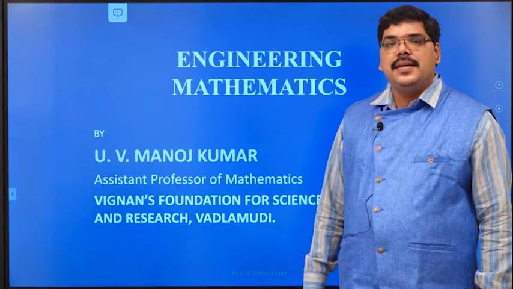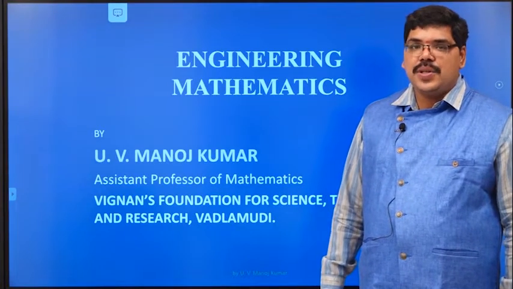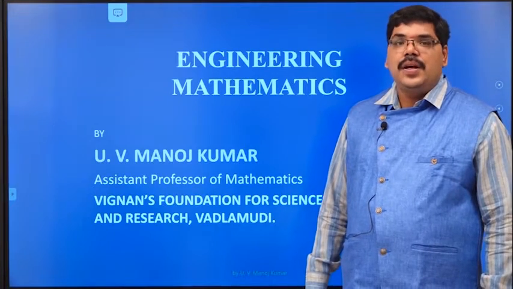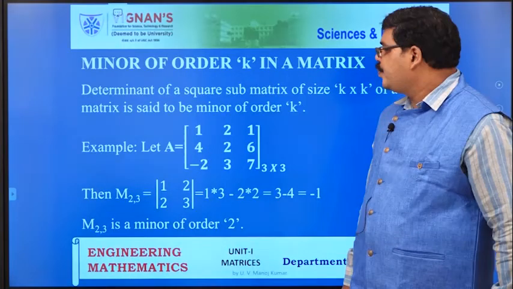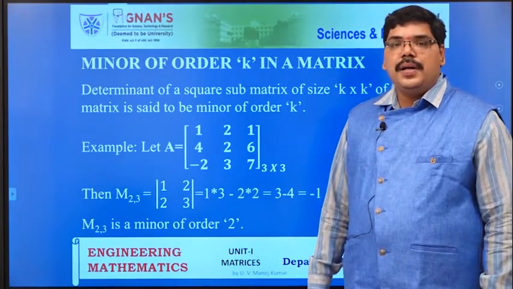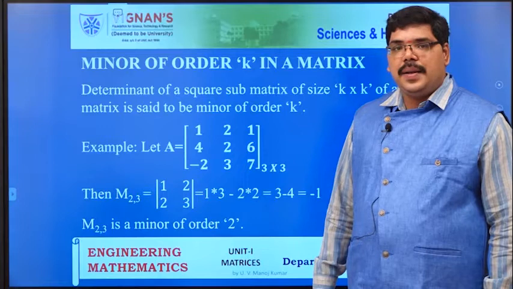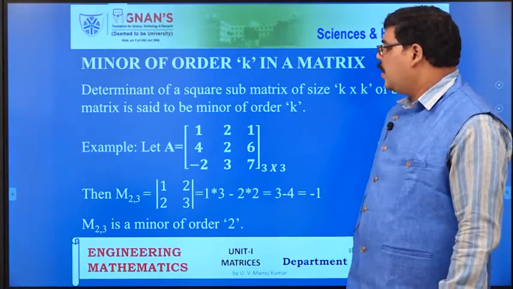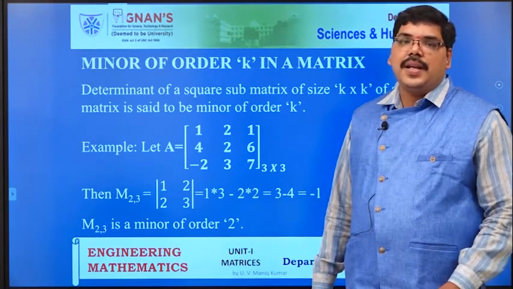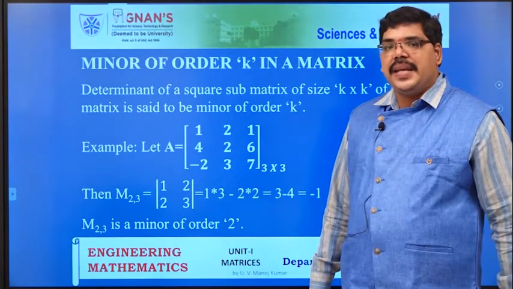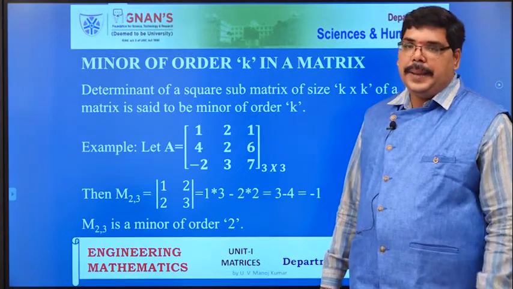In my previous class, I discussed various types of matrices and I also defined what is the rank of a matrix. Now we will recall the definition of rank of a matrix. Before going to the definition of rank, we will discuss minor of an element and minor of order k. If in a matrix we consider a square submatrix of size k by k, then its determinant is said to be a minor of order k.